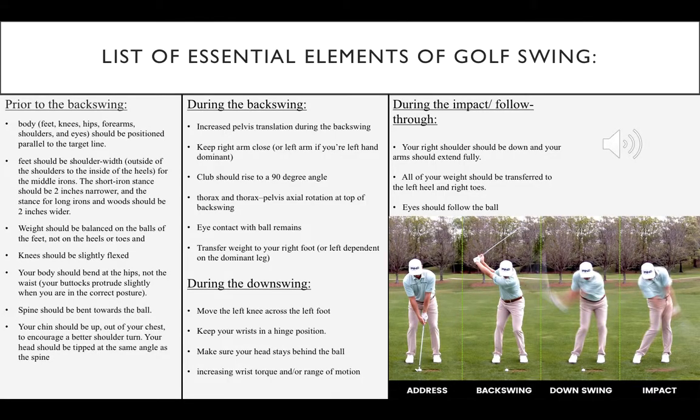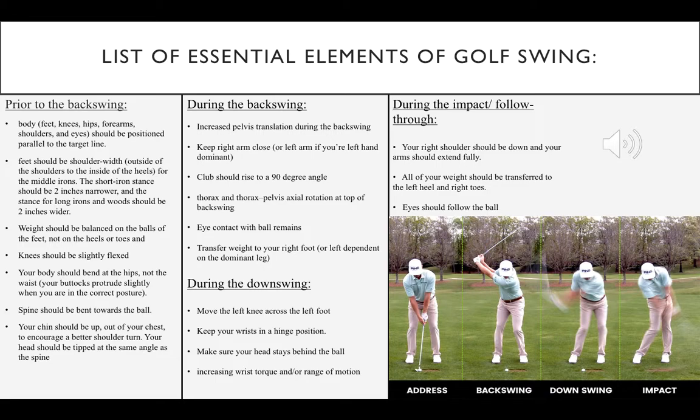Here we have a list of the essential elements of a golf swing that we aim to permanently implement into our learners' habits as a means of bettering their current golf swing prior to learning this program. This includes positions such as knees being slightly flexed prior to backswinging. There should be a thorax and thorax-pelvis axial rotation at the top of the backswing. Some wrist torque and range of motion during the downswing should be present. And finally, your eyes should continue to follow the ball during the follow-through, just to mention a few.